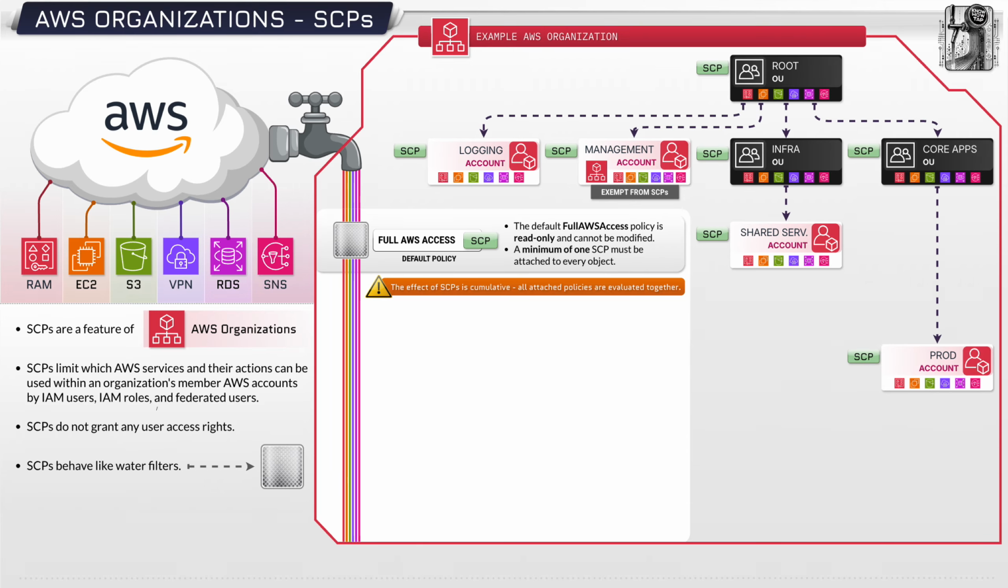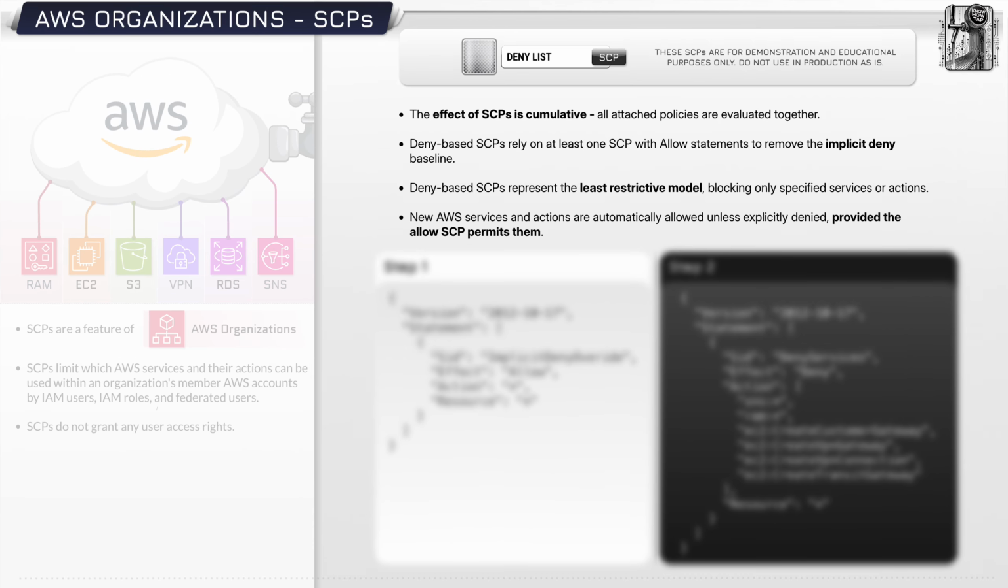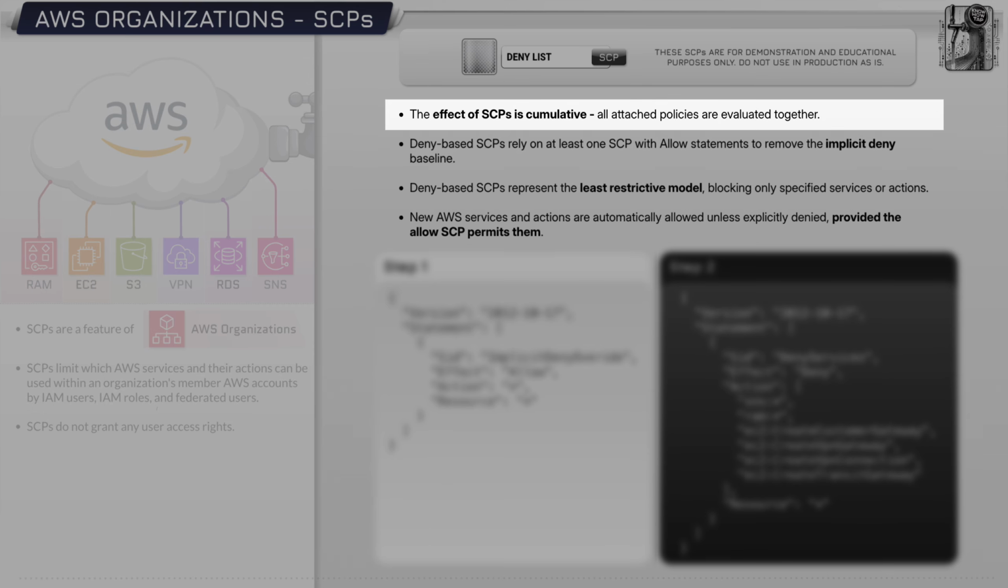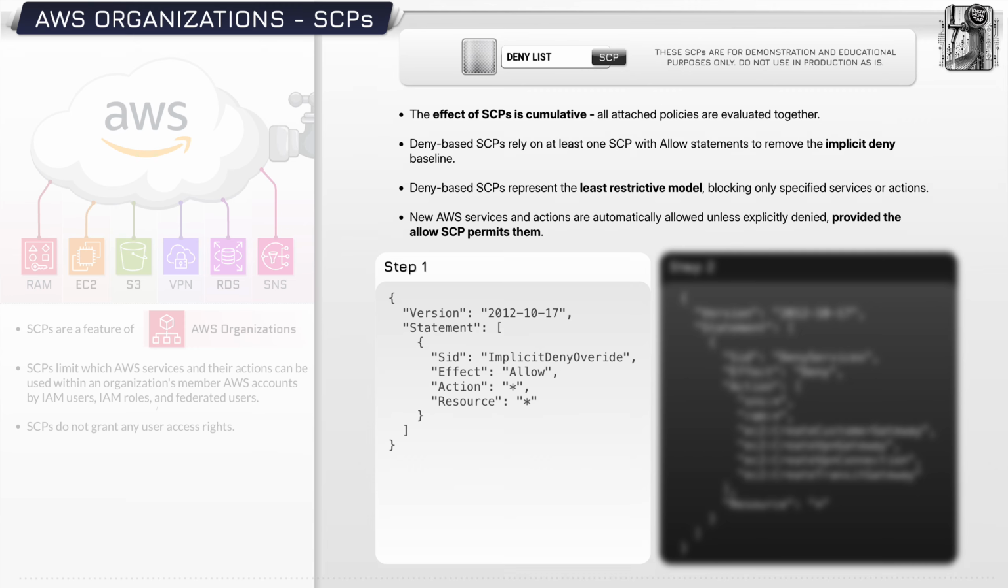Let's add another OU and a new AWS account to the diagram. And now we'll introduce the first way of writing SCPs, which is called a deny list. First, remember that SCPs are cumulative, and in a deny-based model, at least one SCP must include allow statements to remove the default implicit deny. Without that baseline allow, nothing can pass through.